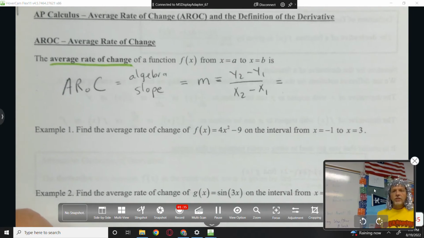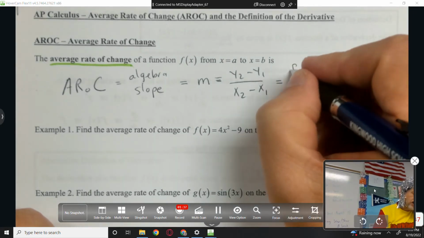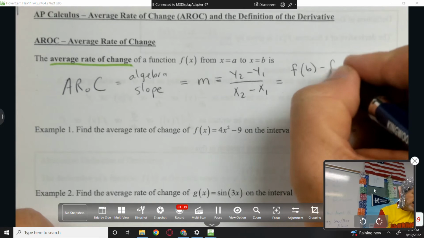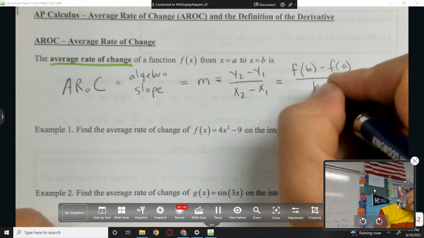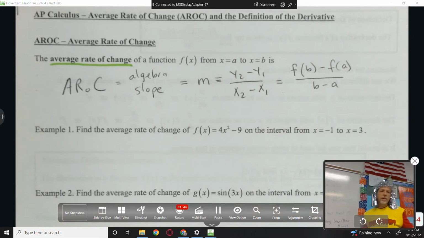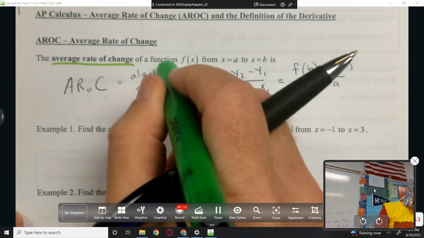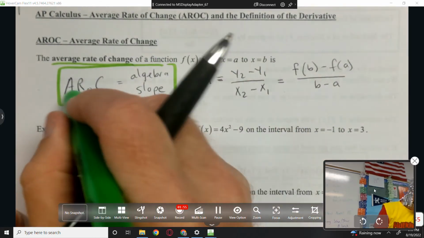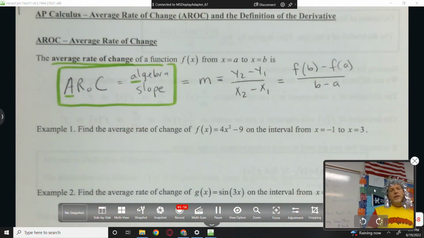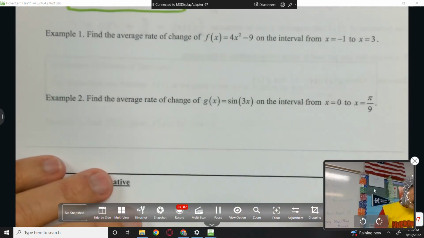We'll make it look a little bit fancier with function notation. So f of b minus f of a over b minus a. But really, if you'll remember that AROC means algebra slope. The A's kind of go together. Because we're going to look at a different kind of rate of change in a few minutes. That's not algebra, that's calculus. But, well, let's start with average rate of change.